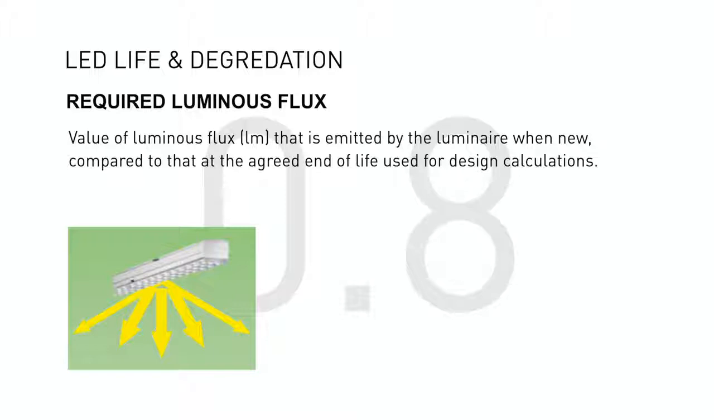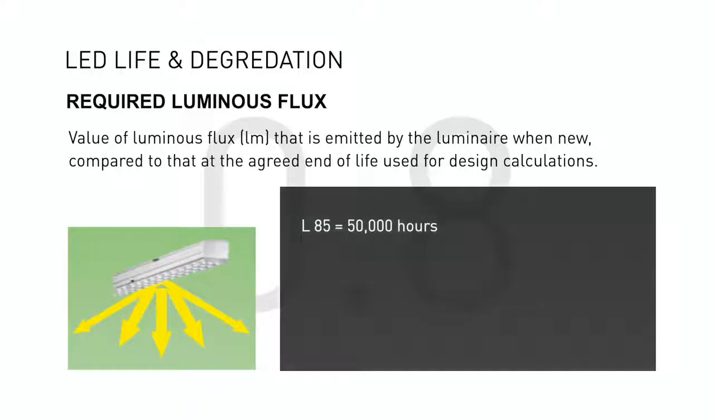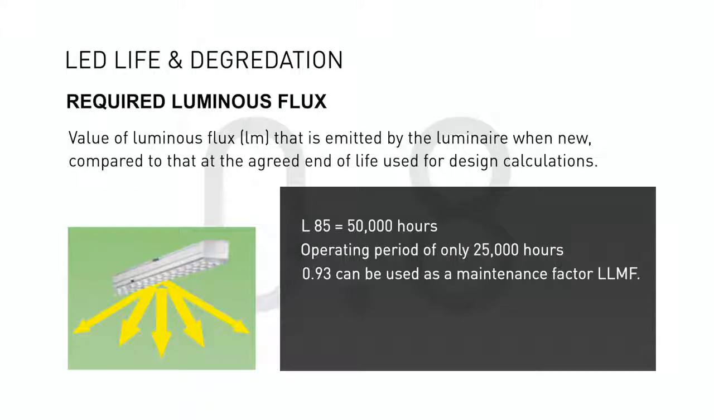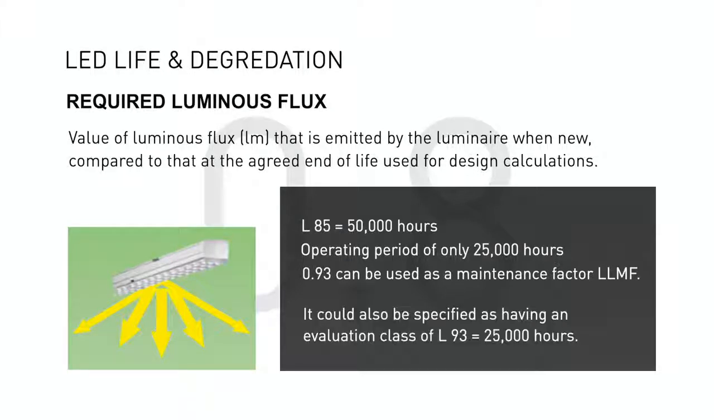To understand the specific period of time is important because if an LED luminaire with a luminaire classification L85 50,000 hours is designed for an operating period of only 25,000 hours, then a value of 93 can be used as a maintenance factor for the luminous flux reduction, LLMF. It could also be specified as having an evaluation class of L93 equals 25,000 hours. Then fewer luminaires would be installed and energy consumption would be reduced.